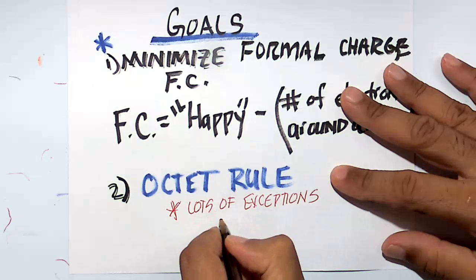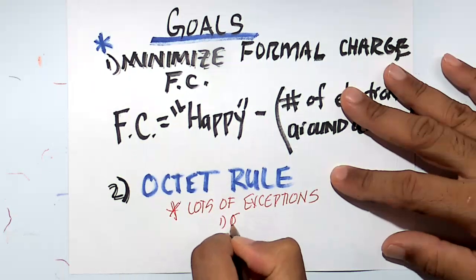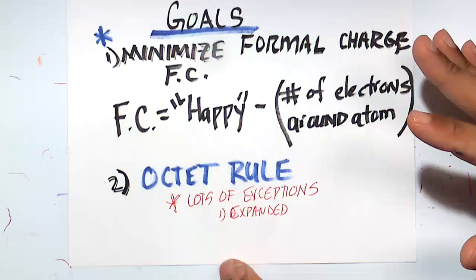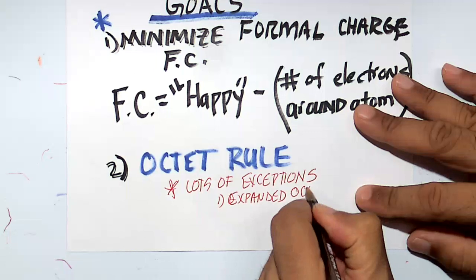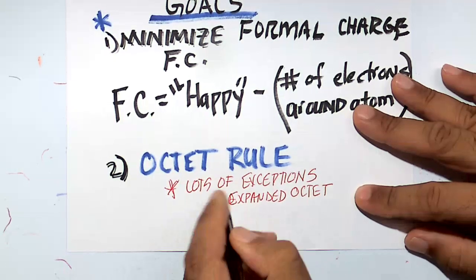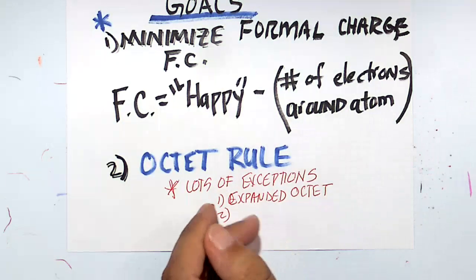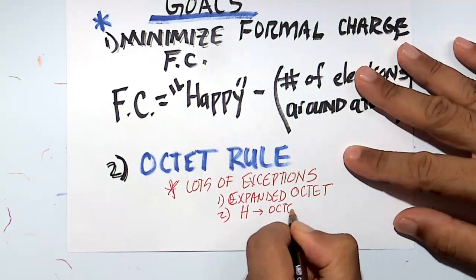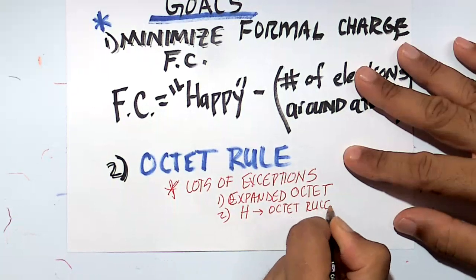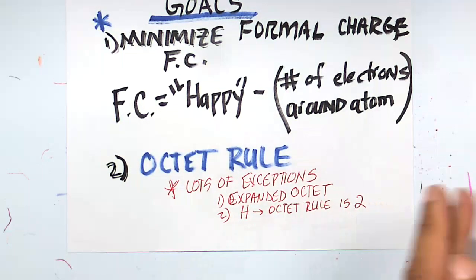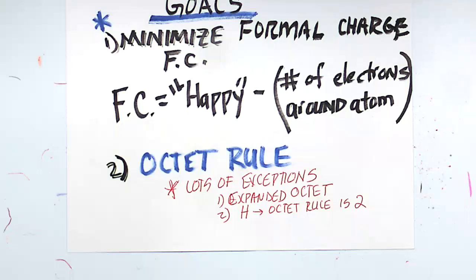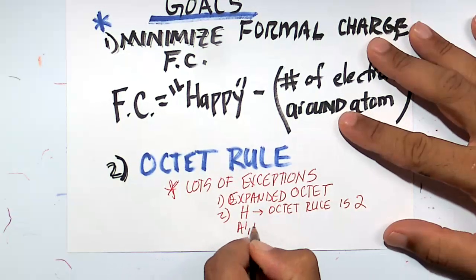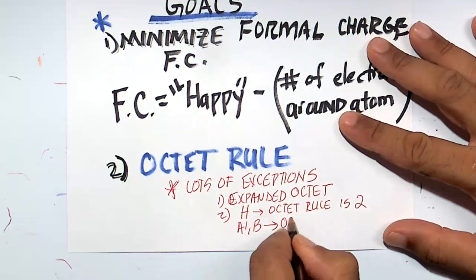Number 1, we have something called expanded octet. Number 2, we have incomplete octet. So hydrogen, the octet rule is actually 2. Hydrogen, it's a very puny element, you see. So its octet is actually 2. And then aluminum and boron, its octet rule is actually 6.